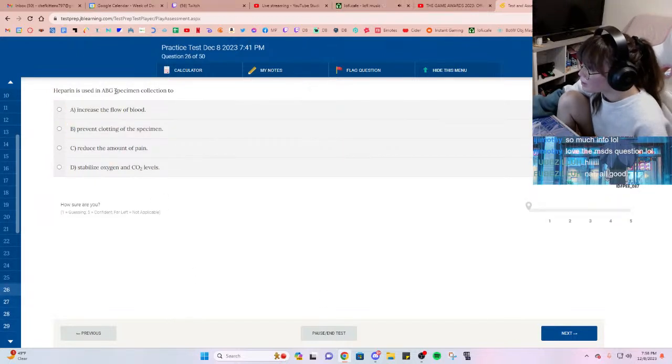Heparin is used in ABG specimen collection to increase the flow of blood, prevent clotting of the specimen, reduce the amount of pain, or stabilize oxygen and CO2. I think it prevents clotting of the specimen. Yeah.